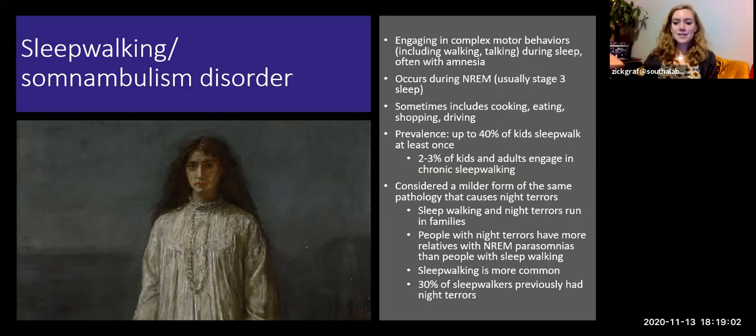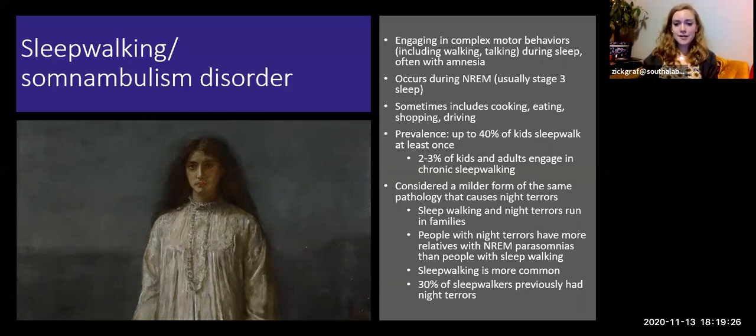So what that suggests is that there's more genetic risk and diathesis involved in night terrors than there is in sleepwalking. It's kind of easier to have the pathology that leads to sleepwalking. It's less pathology, less diathesis that it takes to cause sleepwalking than it takes to cause night terrors.